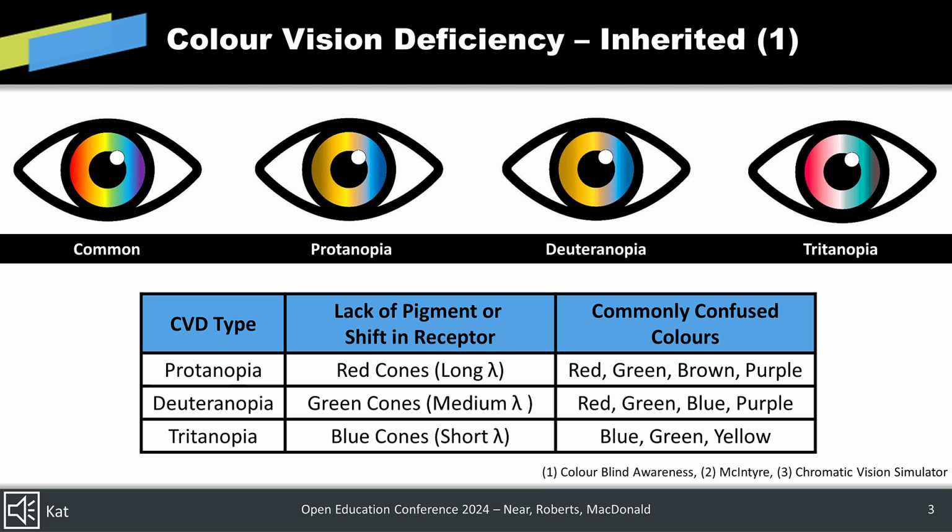In protanopia, people lack the red cone cell, which leads them to confuse red, green, brown, and purple. In deuteranopia, people lack the green cone cell, which leads them to confuse red, green, blue, and purple. And tritanopia, where people lack the blue cone cell, which leads them to confuse blue, green, and yellow.